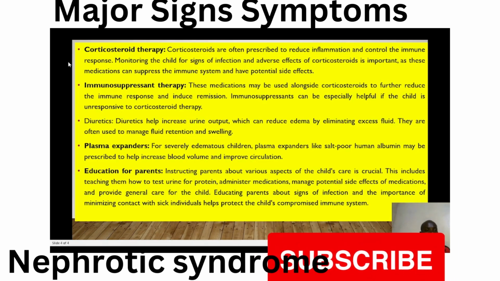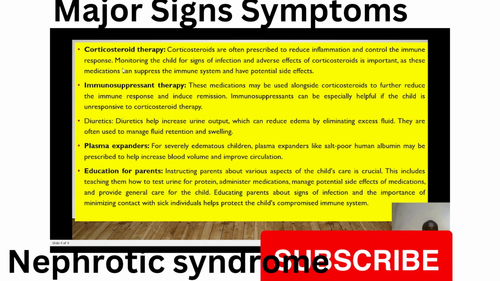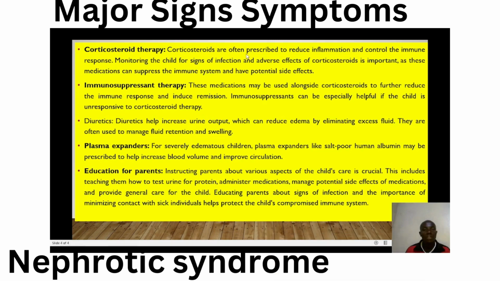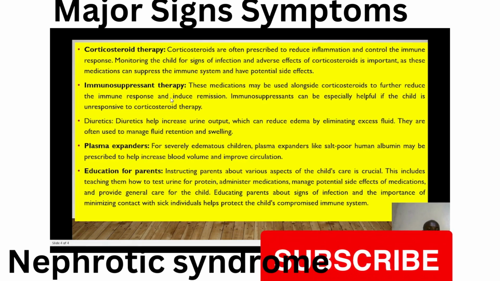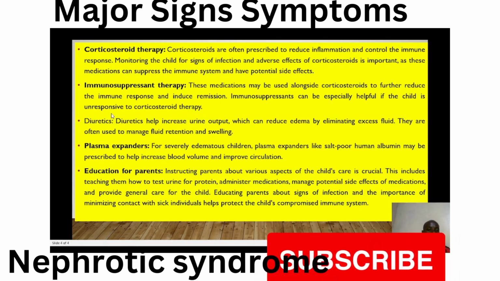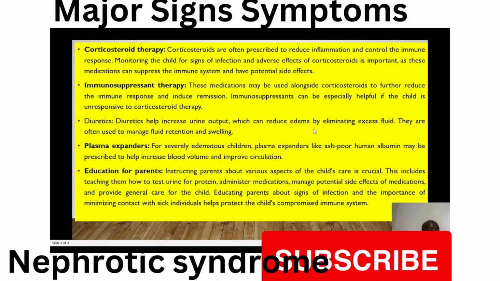We also have corticosteroids. Why are corticosteroids prescribed here, guys? Corticosteroids are often prescribed to reduce inflammation and control immune response. In cases where the corticosteroids are not sufficient, immunosuppressants can also be administered. What about diuretics? Diuretics help increase urine output, which can reduce edema by eliminating excessive fluid. So they are often used to manage fluid retention and swelling.